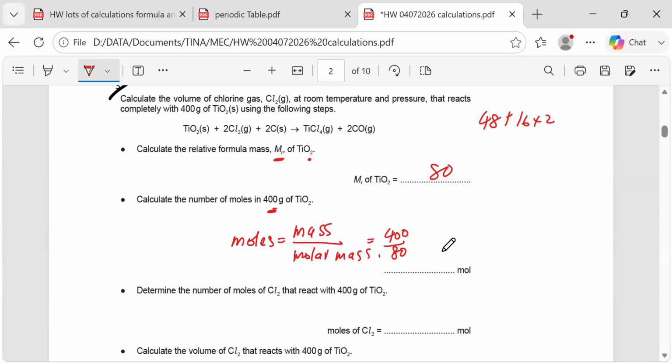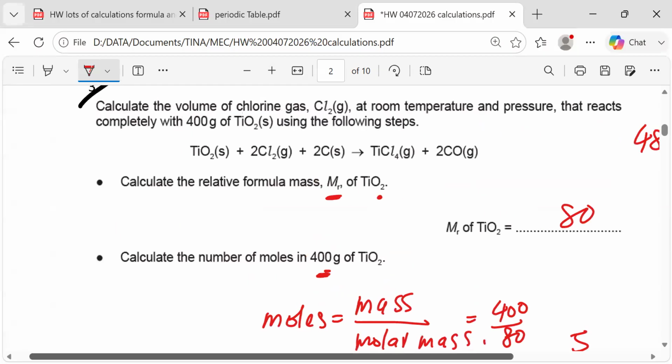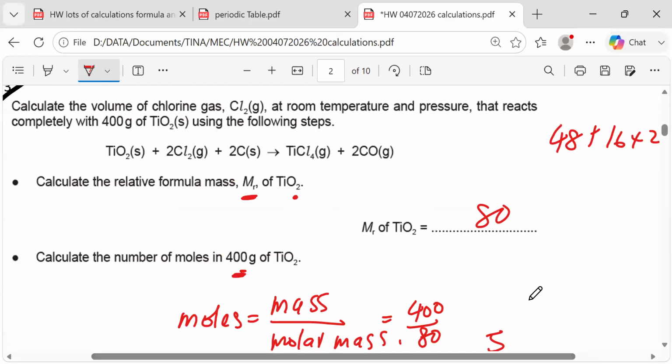Okay, so 400 over 80, you get how many moles? 5 moles. Okay, did everybody get 5 moles? Yes? Okay, so now we go to ratio. This equation is given to you.